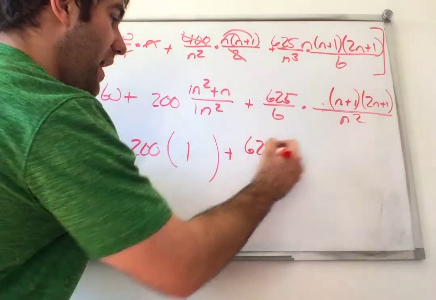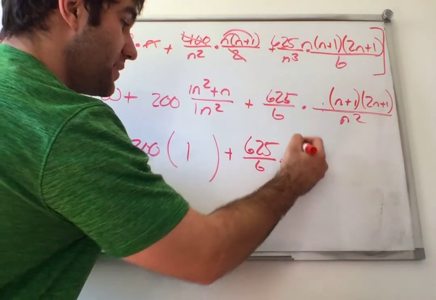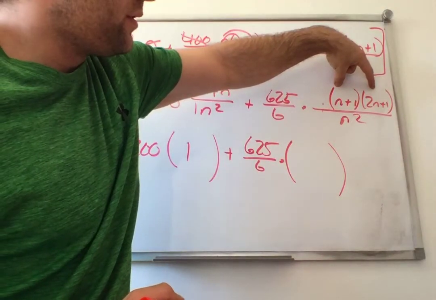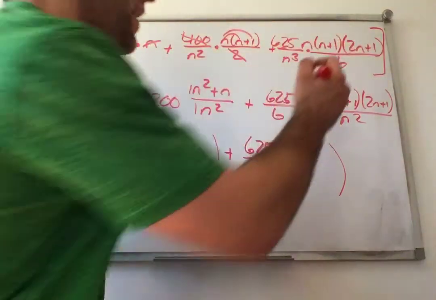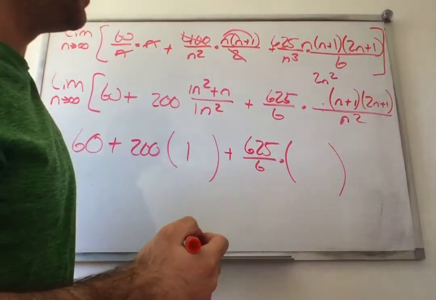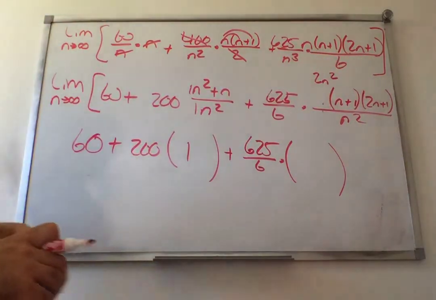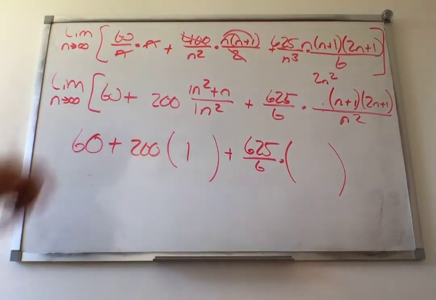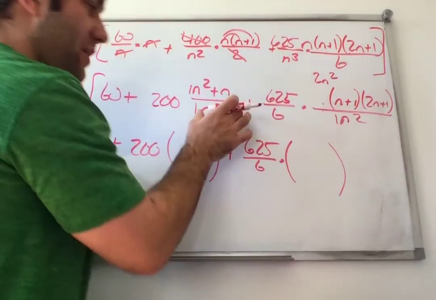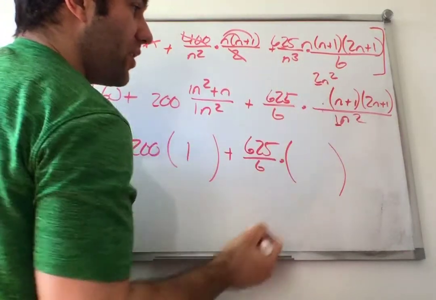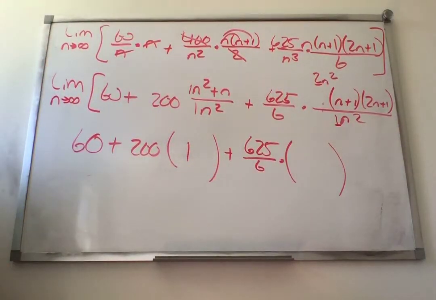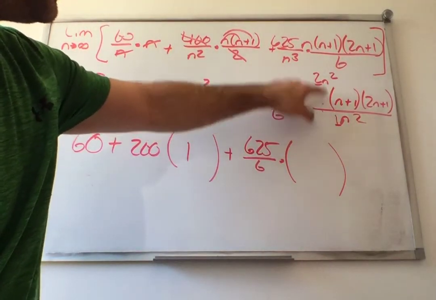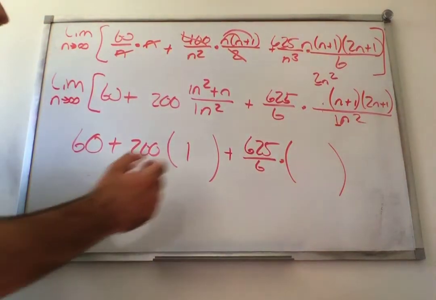Plus 625 divided by 6 times, you do the same thing. If you were to multiply this out, the highest power would be n times 2n, which would be 2n squared. There are other terms there, but they're smaller than n squared, so we don't have to worry about them because we're taking the limit as n goes to infinity. You use that same idea that we did over here. The exponents match on the numerator and the denominator. So you take the numbers out in front, the coefficients, and you divide them. 2 divided by 1 is 2.